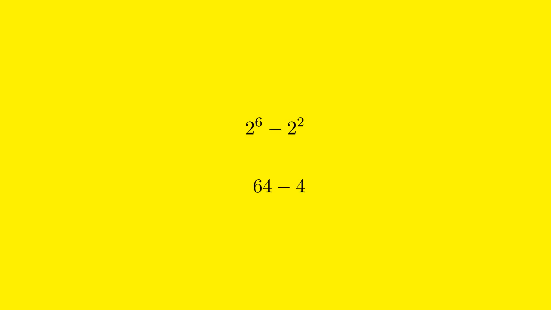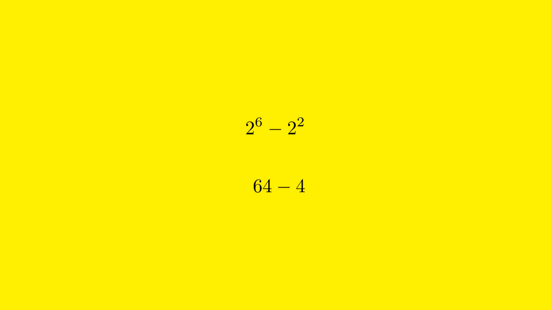To simplify the integer exponent problem, 2 to the power of 6 minus 2 to the power of 2, we first need to understand the meaning of each term. The term 2 to the power of 6 means we multiply the number 2 by itself 6 times. Similarly, the term 2 to the power of 2 means we multiply the number 2 by itself 2 times. So let's break it down into simpler parts.